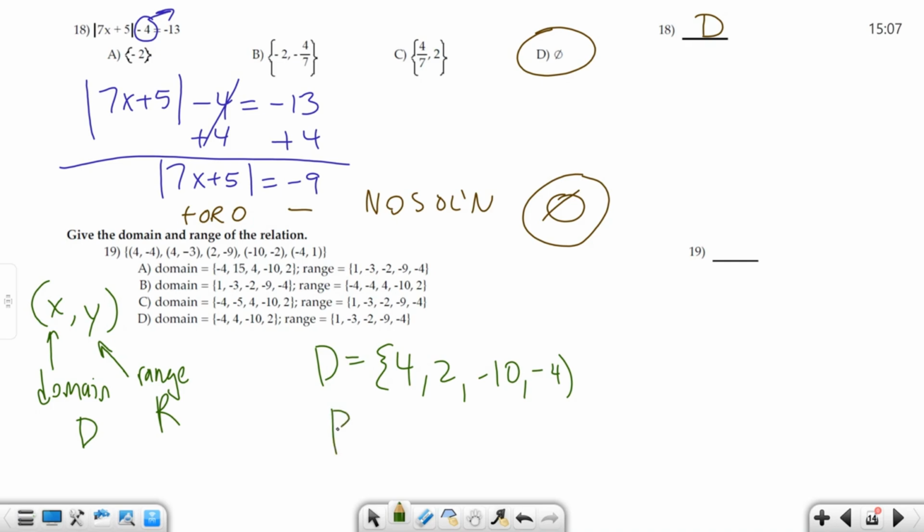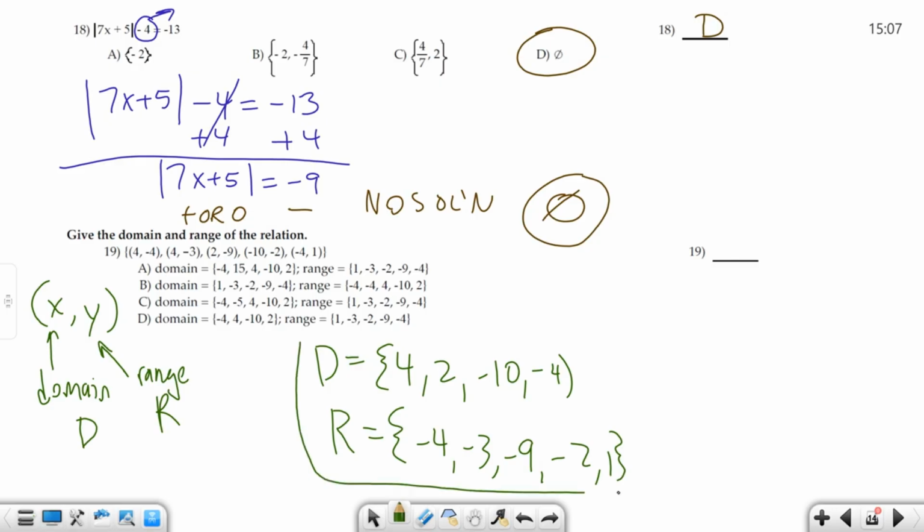What is the range? And by the way, this has to go in squiggly brackets. It's a set of numbers. Negative 4, negative 3. You say, where'd you get those from? Negative 4, negative 3, the y values there, right? And then negative 4, negative 3, negative 9, negative 2, and 1. Right? Negative 9, negative 2, and 1. And that's the domain and the range.